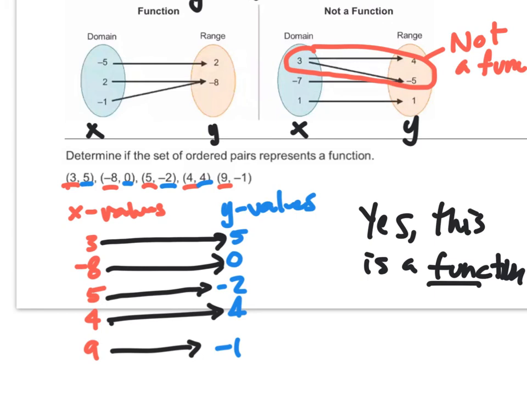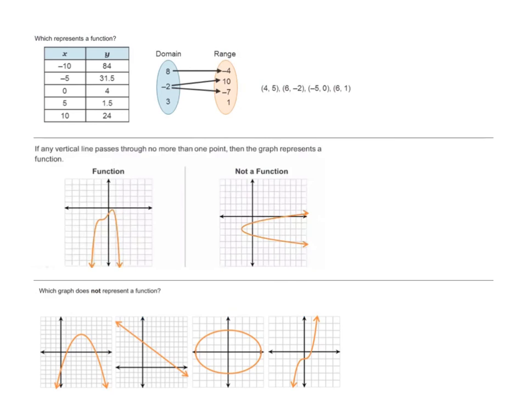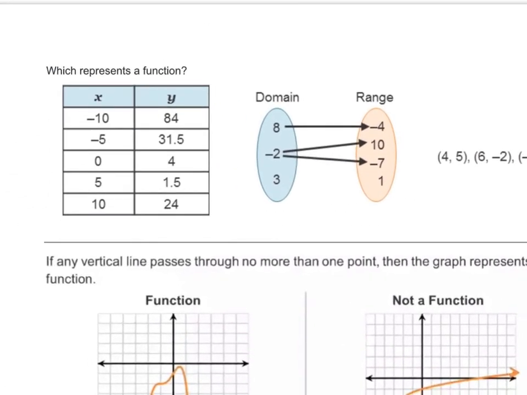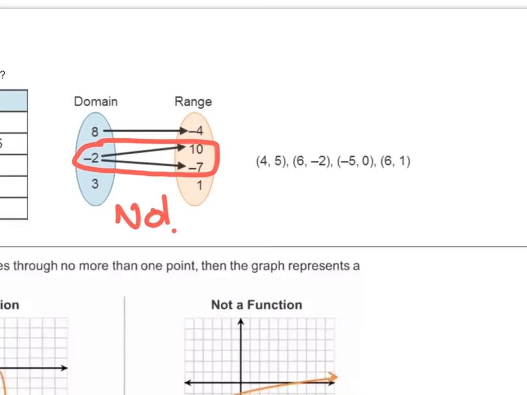Understand? All right, this next question on the next page says, which represents a function? I just want to make sure that every x value corresponds with only one y value. So what I see here is that every x value is different, and we just get one value for each y value that's represented. So this is a function. The problem here on this next one is that -2 corresponds with both 10 and -7. Not a function.